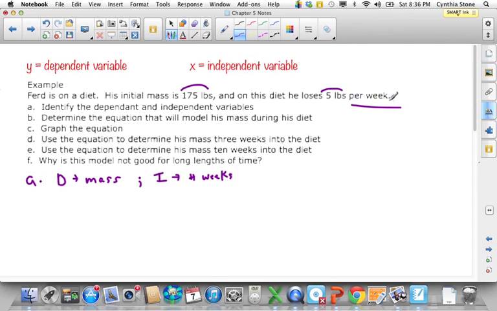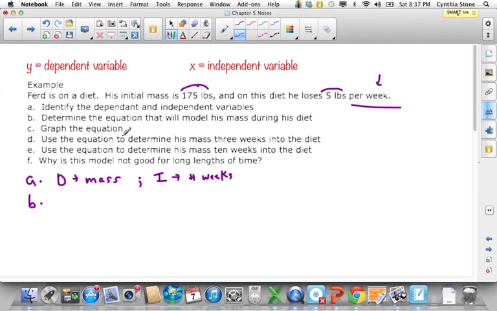Okay? So, and if you're thinking, how do I know what to pick? There's really only 2 things going on here. One is mass and one is weeks. If you look at the question, there's only 2 things that could be. You just have to pick which is which. And the easy thing to remember is that time is going to be the independent. Okay? If there's 2 things listed, then it's really easy.